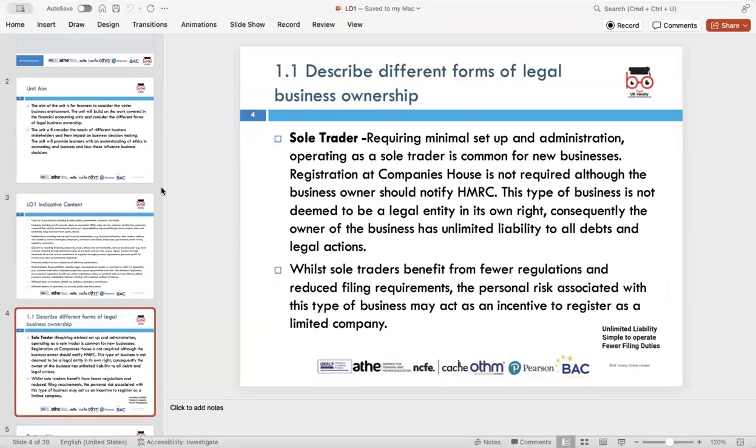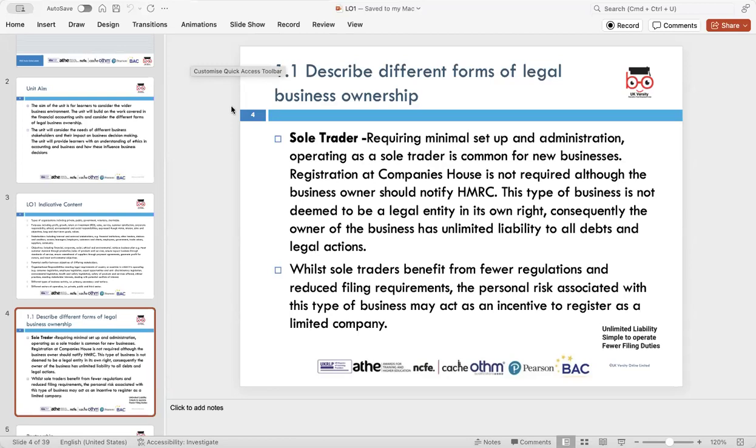Right. So this is 1.1, describe different forms of legal business ownership. Can anybody explain to me different kinds of businesses or their legal business ownerships? Sole trader. Yes, carry on. So I was going to say sole traders, limited companies, and partnerships. Yeah, that's correct. These are different kinds of business ownership and types of businesses.